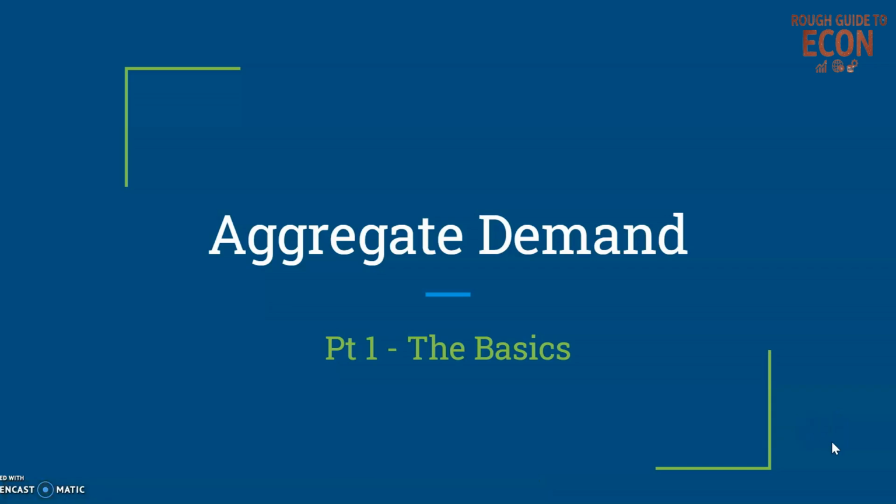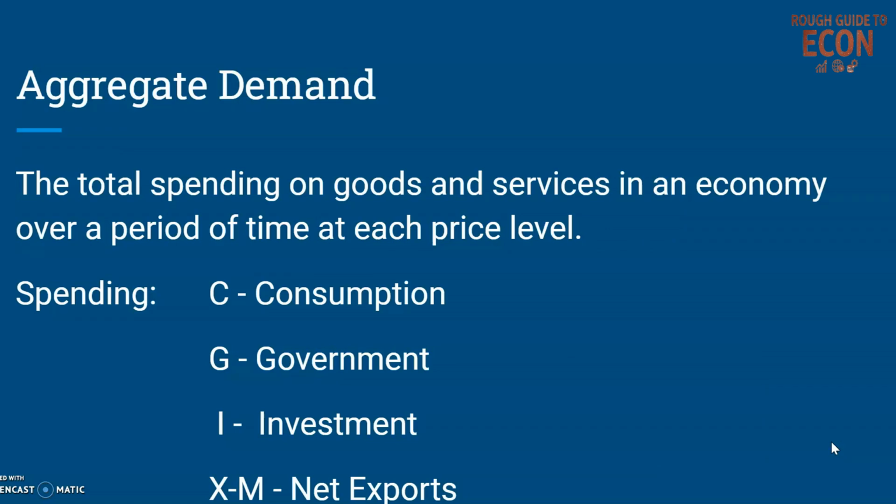Aggregate demand, Part 1, the basics. Demand curves should be a familiar idea from microeconomics, and we're now going to look at the macroeconomic equivalent, the summation of all demand that happens within the economy for all the different goods and services that we might study in micro. The definition of aggregate demand is the total spending on goods and services in an economy over a period of time at each price level.